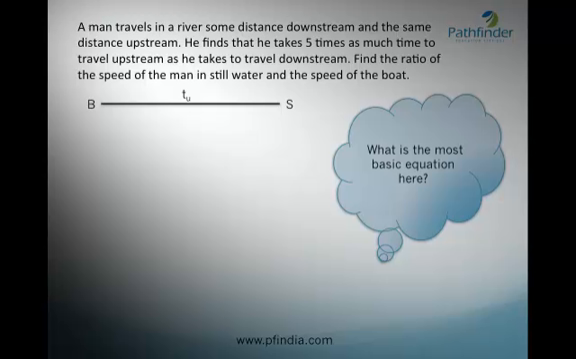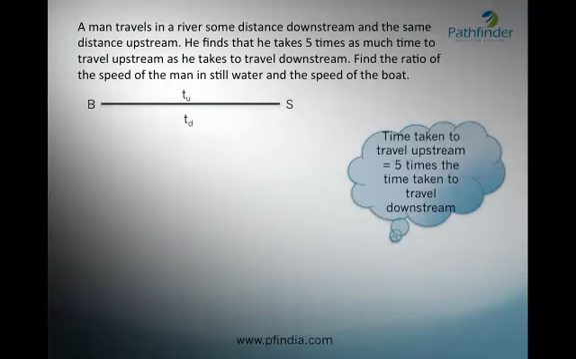So when the man travels upstream, he takes the time Tu, which means the time required to travel upstream. Similarly, when the man travels downstream, the time required is Td. The question very clearly states that the time taken to travel upstream is 5 times the time taken to travel the same distance downstream. So this is our basic equation. Tu is equal to 5 times Td.